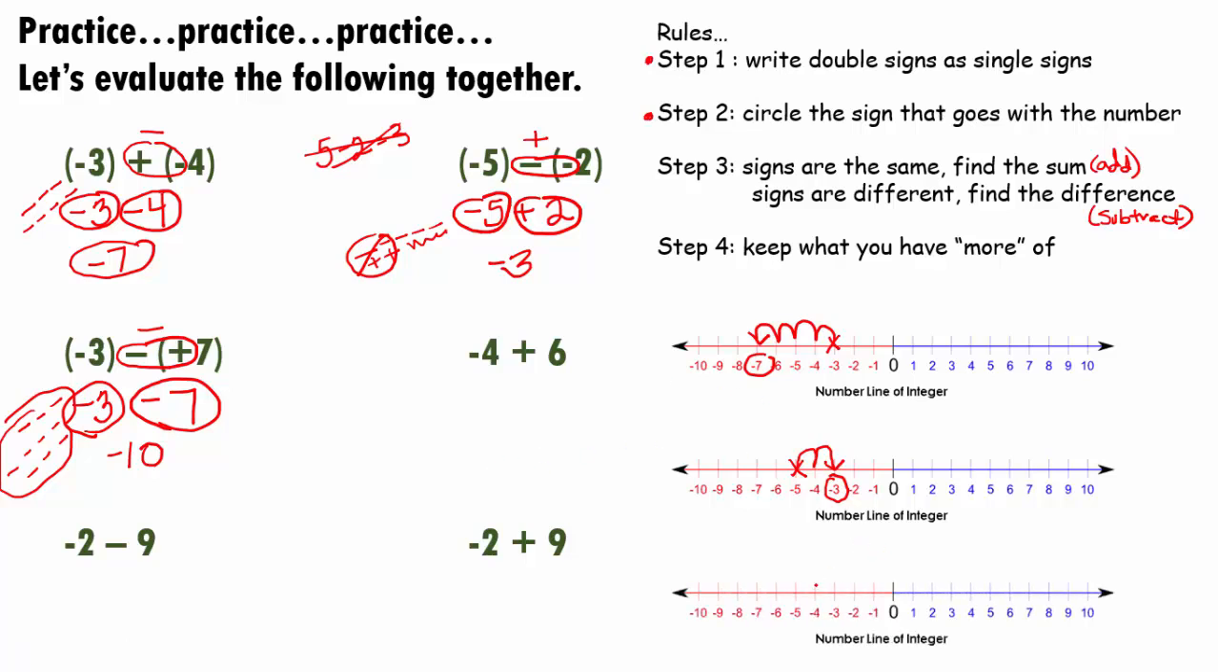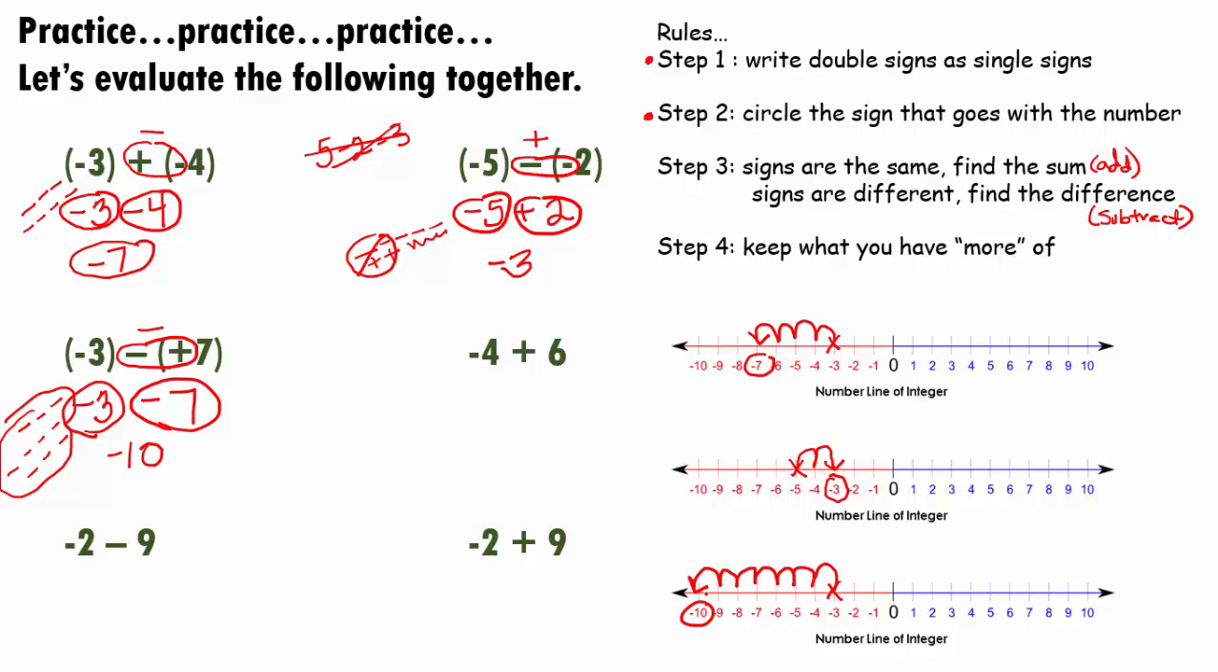So I start here, 0 to -3. I'm subtracting a positive. Subtracting a positive means move to the left. 1, 2, 3, 4, 5, 6, 7. Yay, I end up at -10. I'm not going to continue to do the number lines. I just have done that for those 3 examples.